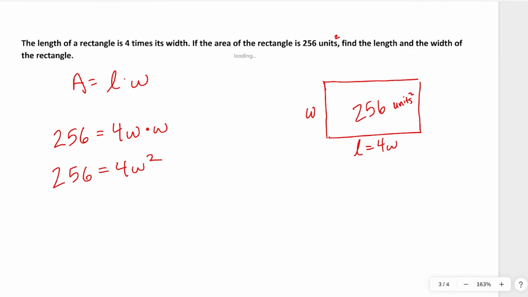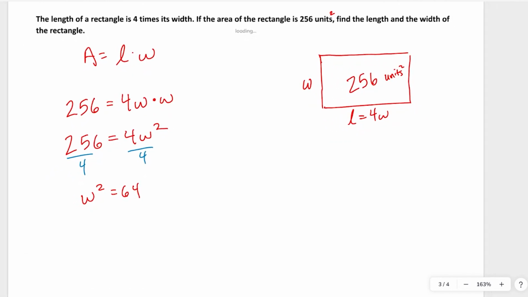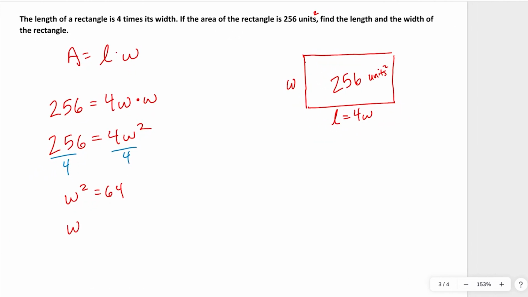If we divide both sides by 4 here, I'm going to have to go to the calculator. 256 divided by 4 is 64. So we get W squared is 64. We're going to take the square root of both sides. And we do get plus or minus the square root of 64. But again, it doesn't really make sense to have a negative width on this rectangle. So we are going to disregard that negative solution just because of the context of the problem.